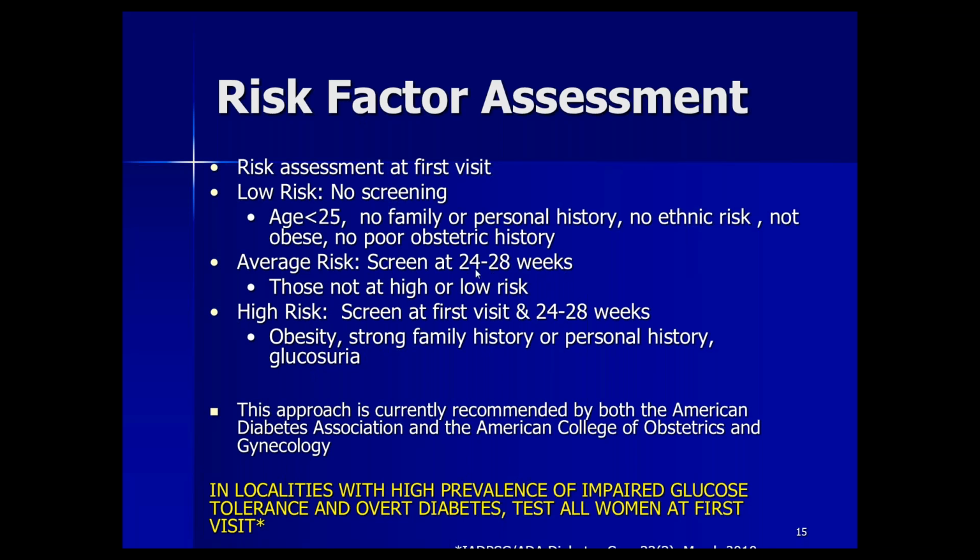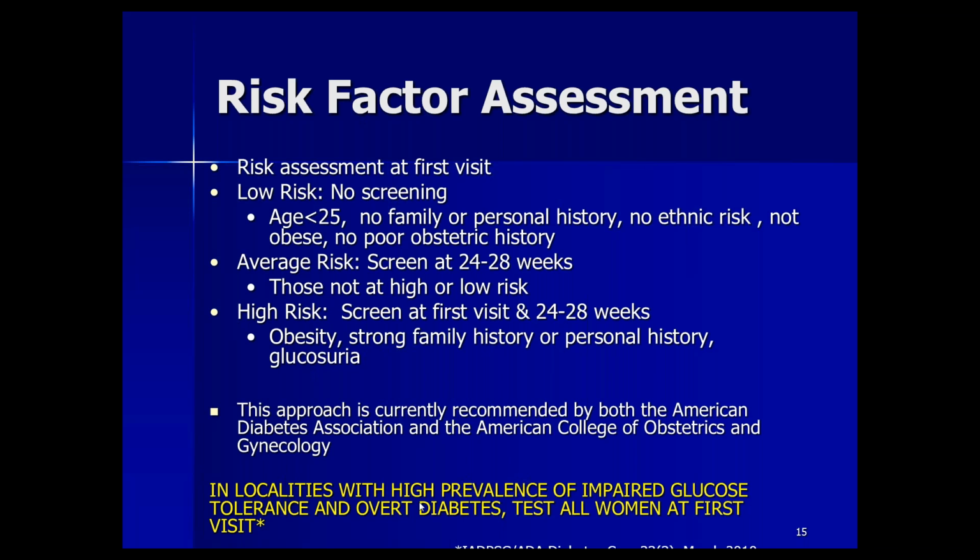Patients at average risk got screened at 24 to 28 weeks, which is that time when insulin resistance begins to increase. They were defined as those who were either not at high or low risk. And then the high risks were those who had elevated body mass index, strong family or personal history, or glucosuria. So this was the approach that we worked with in the 2000 to 2010 era.